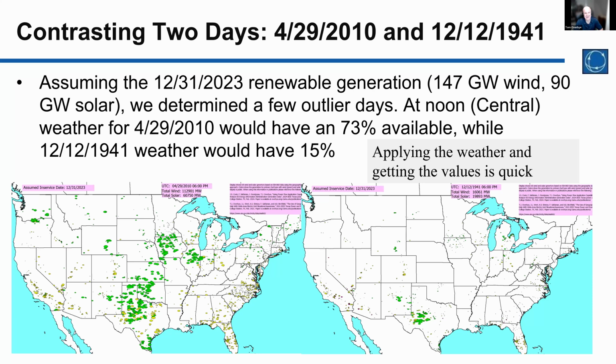She got it to me, and she said, okay, April 29th, 2010, there was a lot of wind and a lot of solar. On that day, 73% of the available capacity would have been running if everything was in service. And then if we go back to December 12th, 1941, which was only a couple of days after Pearl Harbor was attacked, the weather would have been such that we only had 15% of our available solar and wind on that day at noon. And it actually happened to mostly be in Texas. I thought that must have been a really cloudy day.